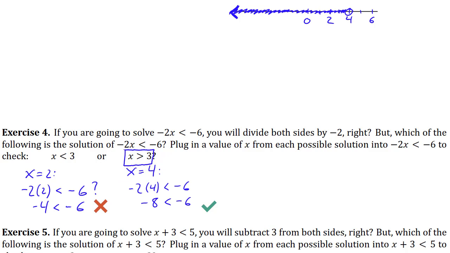So, okay, but notice that when you take this inequality and you divide both sides by -2, what happened to that less than? Why isn't it still less than? Why does it get changed? Well, let's think about this. What if I was going to take this equation, -8 is less than -6, this true inequality?